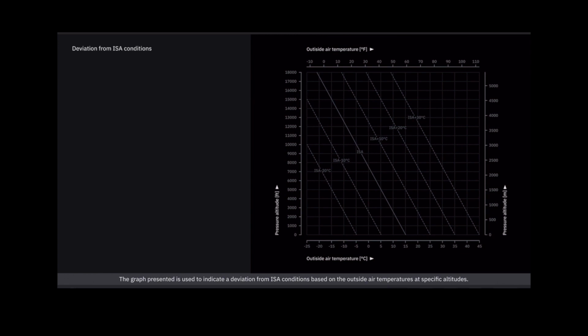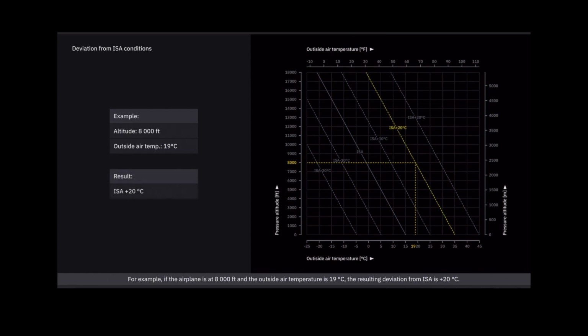The graph presented is used to indicate a deviation from international standard atmosphere conditions, based on the outside air temperatures at specific altitudes. For example, if the airplane is at 8,000 feet, and the outside air temperature is 19 degrees Celsius, the resulting deviation from international standard atmosphere is plus 20 degrees Celsius.